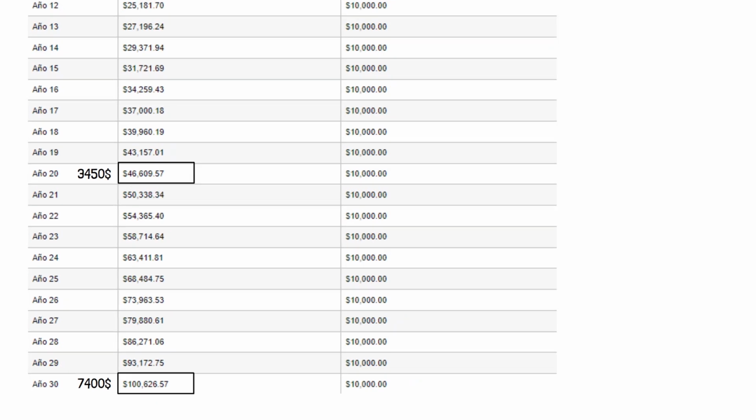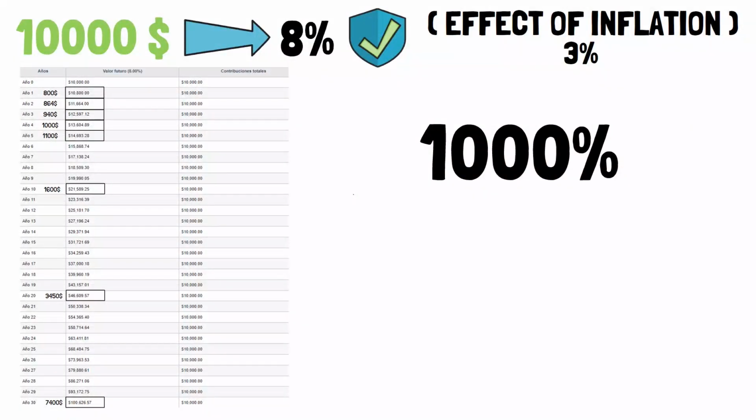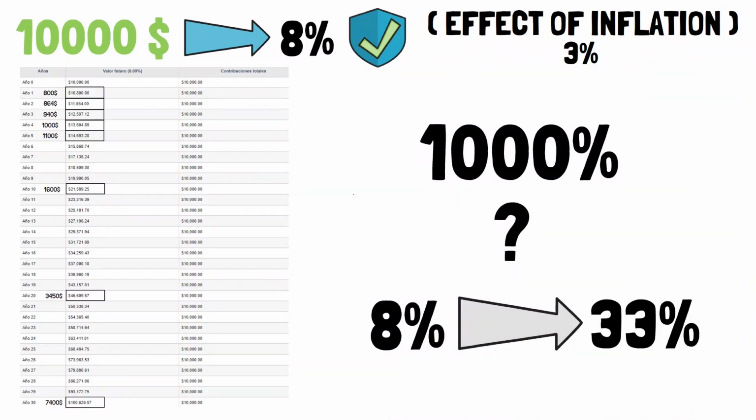So we can say that we made a 1,000% return on our initial investment. How can this be possible? Our 8% would become 33% if we converted it to simple interest.